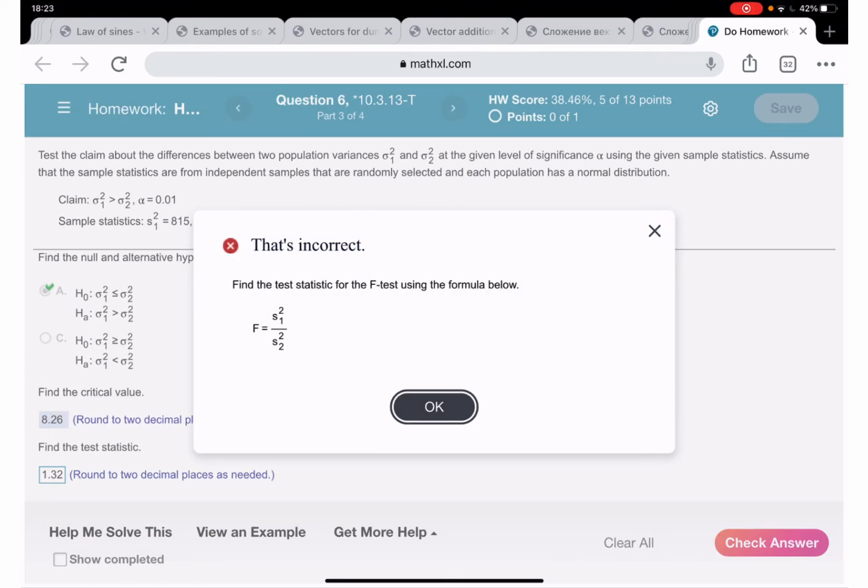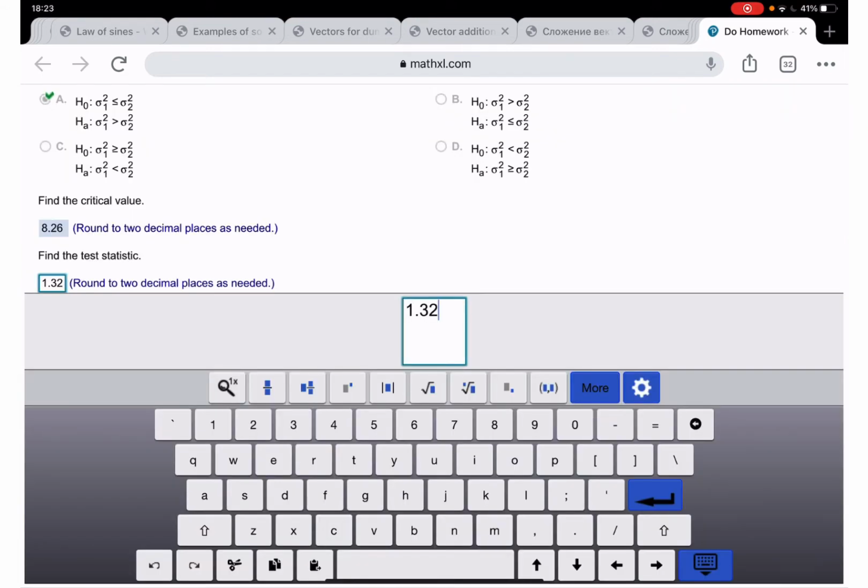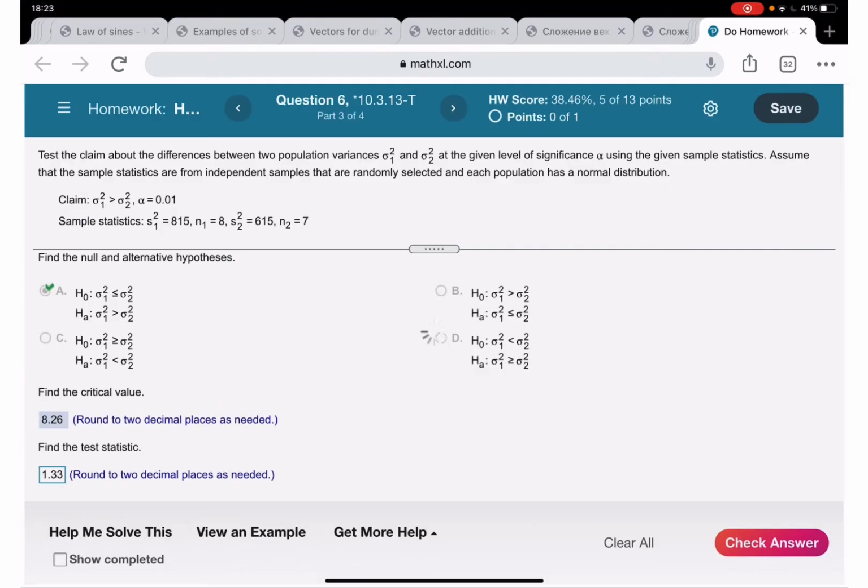I didn't square. Gee. No, it's given squared. So one more time. 815 divided by 615. Yeah, those are squared. 1.33. I didn't round it. 1.33. Okay, silly mistake. See? Bingo.